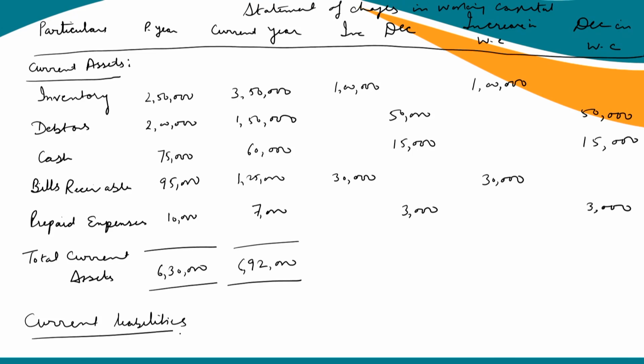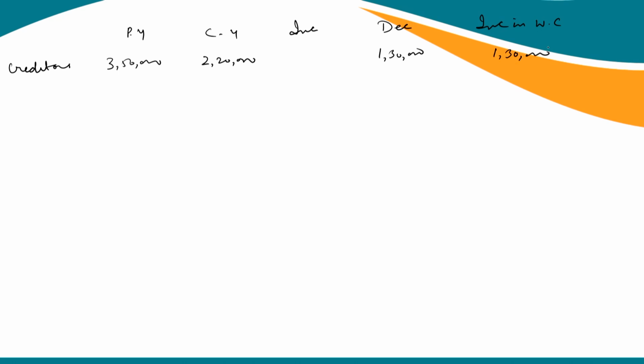So using the same format, current liabilities in the previous year is 3,50,000 in the name of the creditors, and in the current year it is 2,20,000, showing a decrease of 1,30,000, means its impact will be different from that of the current asset. So it will be shown in the increase in working capital 1,30,000.